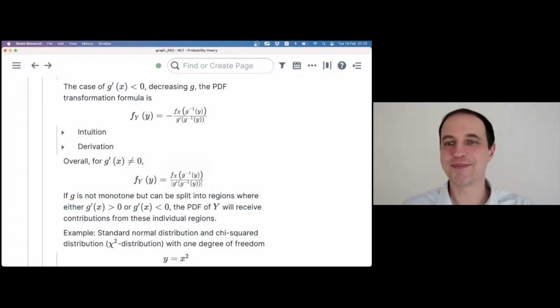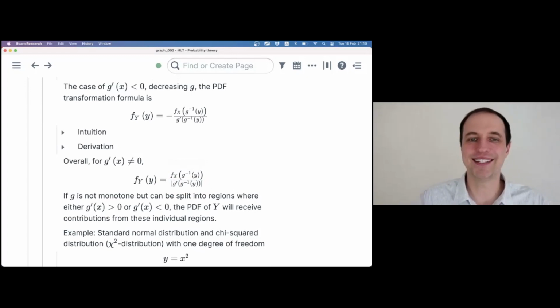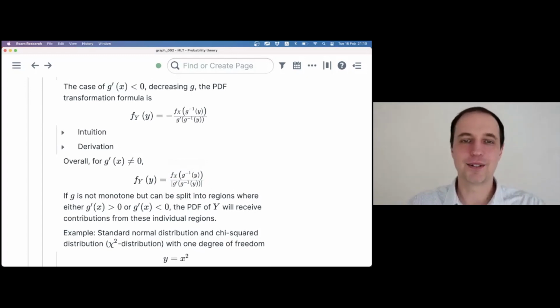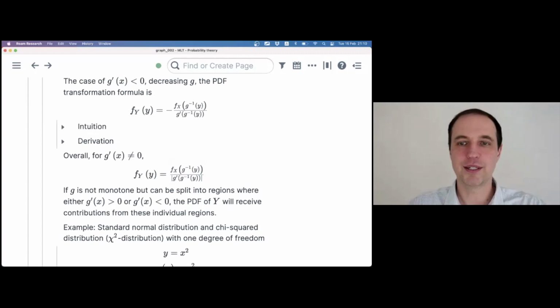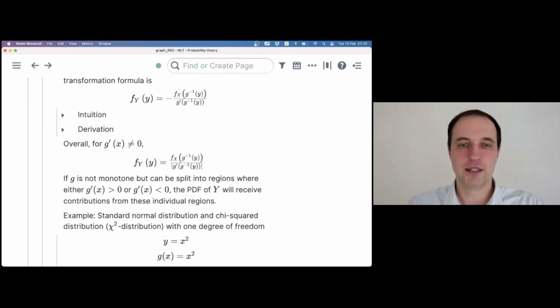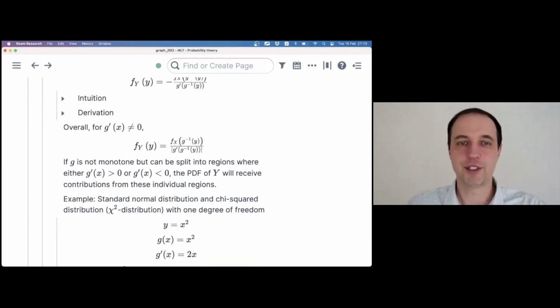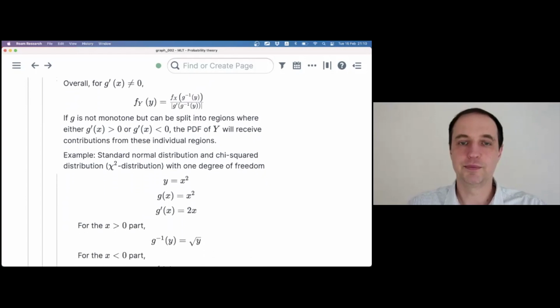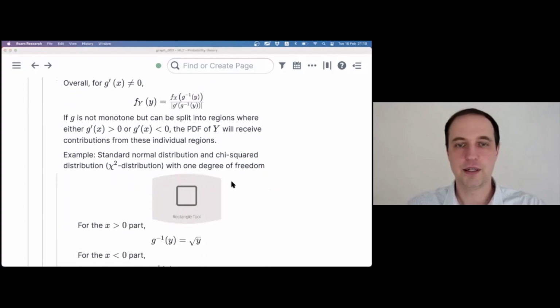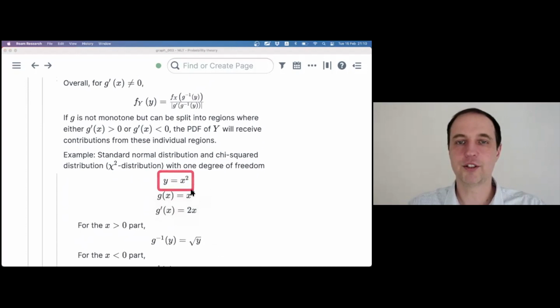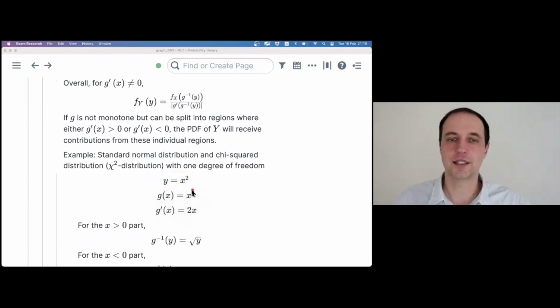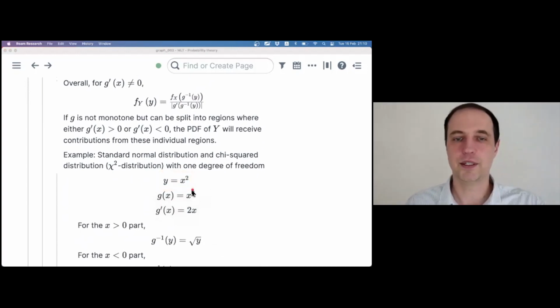Now, I realized I'm saying things maybe a little bit too fast. Maybe I was a bit too optimistic. But let's take a look at what the formula produces if we have some very specific distributions in here. So let's say that we have y equal to x squared. That's exactly what we had before in the picture.